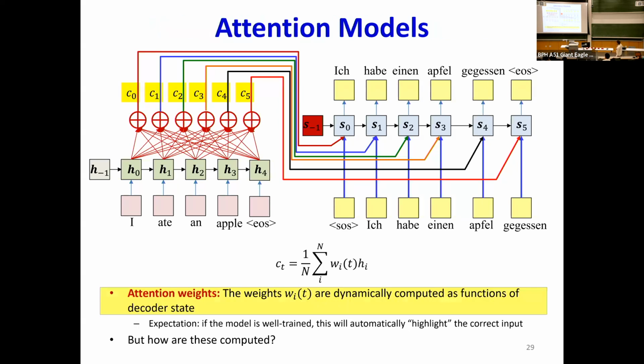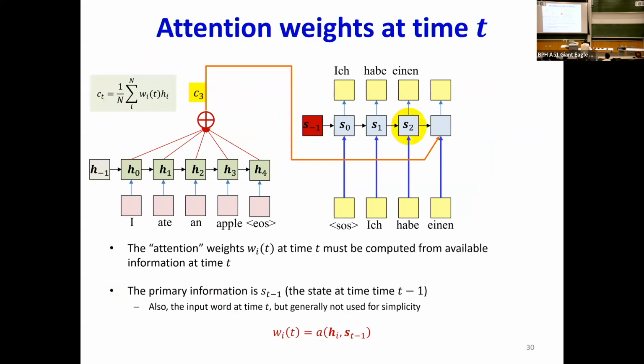And how can we do this? These are what we call the attention weights. These attention weights are dynamically computed weights, which are computed as functions of whatever information the decoder has at any time. The idea being that if this function and the decoder work in a reasonable manner, then the weights should automatically focus on the appropriate portion of the input. So how could we compute these?